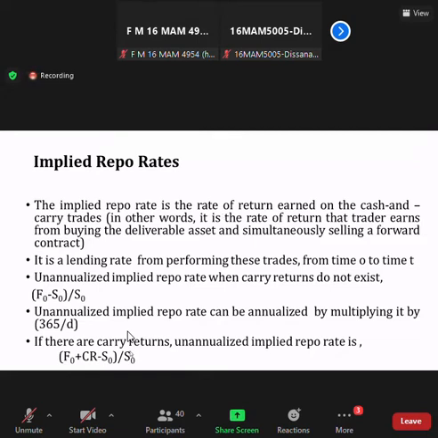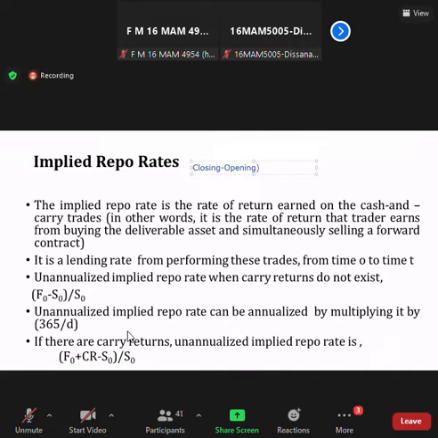Forward price plus carrying return minus spot price, that divided by the spot price, because you had a gain from the difference of spot price and forward price as well as your return. It's the same as our share equation. Right, so how do we get the capital gain? Today price minus yesterday price, or closing price minus opening price, anything is okay, right? Closing minus opening price.